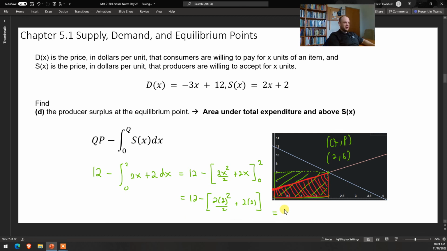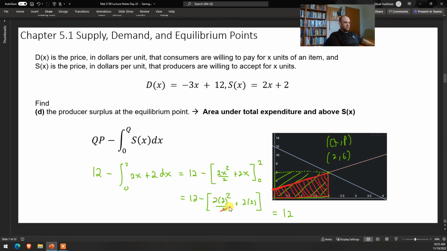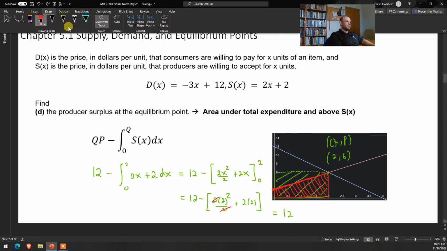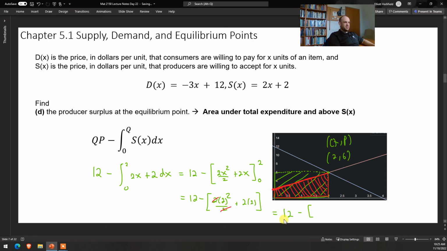Now let's simplify. We can cancel a 2 here and do these multiplications. Don't forget our parentheses. Here we have 2 squared, which is 4, plus 4. That is 12 minus 8, which leaves us with 4.